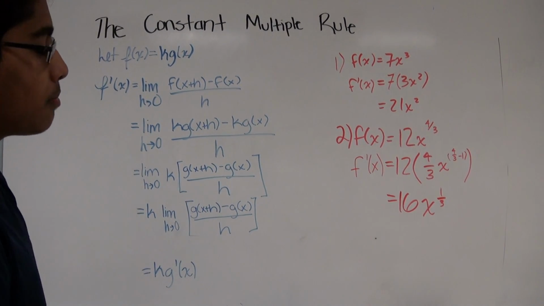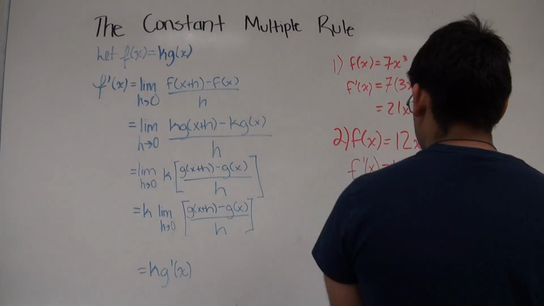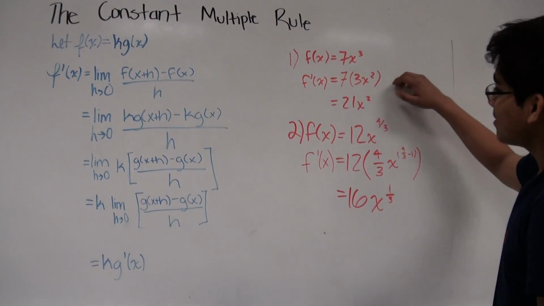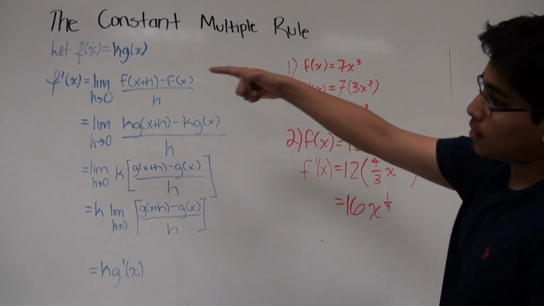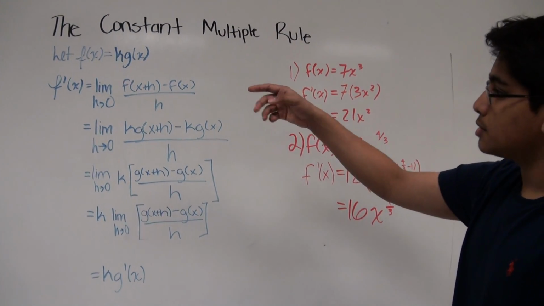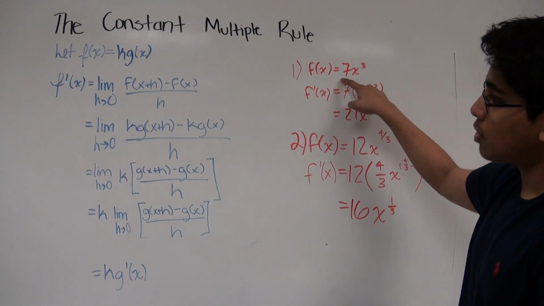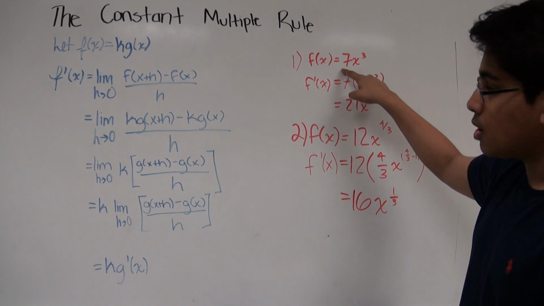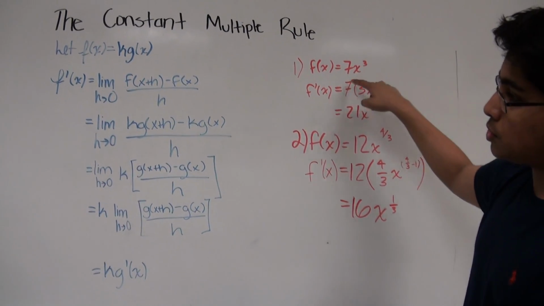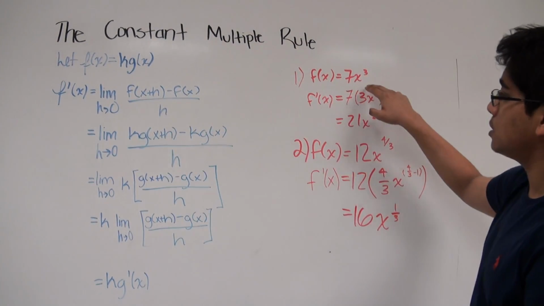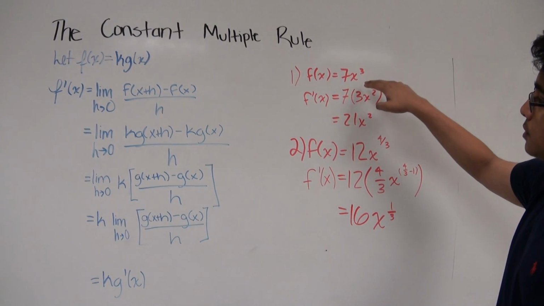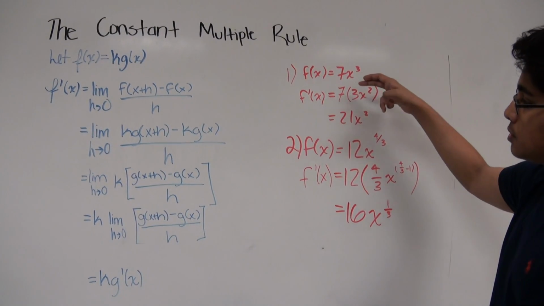So an example of this is, okay, basically this represents f of x like it did in the theory. 7 represents the constant, which is represented by k, and then x cubed is just g of x because it's just the function without the constant, which is k.